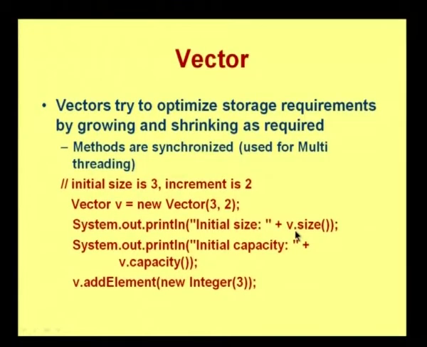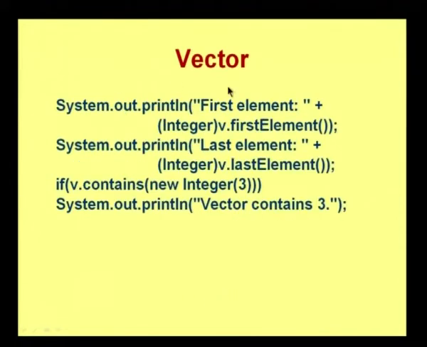Here I am trying to print the size and then the capacity. Size is the number of elements stored, and what is the capacity? Now I have stored, and then I am trying to add an element. Here I add an integer object. Here we have v dot first element. In the vector I can access the first element as well as the last element. Here I can check whether a particular integer is available in the vector. If it is available, I can know that a particular element is available in the vector and do the manipulation accordingly.